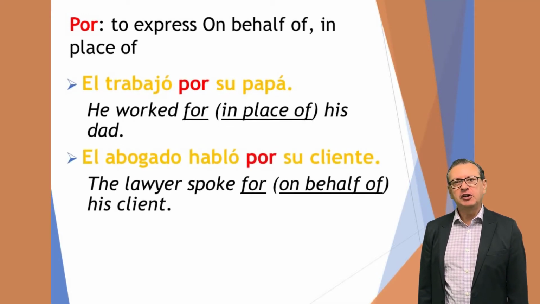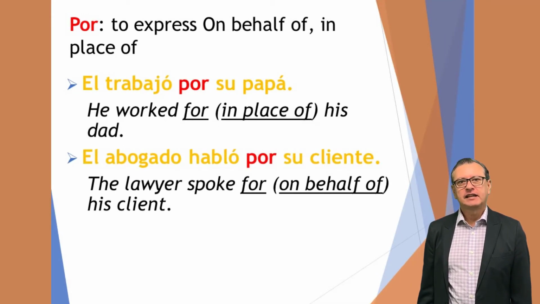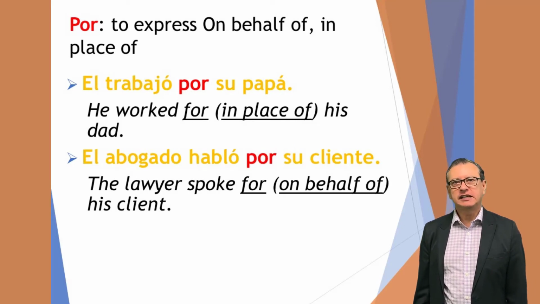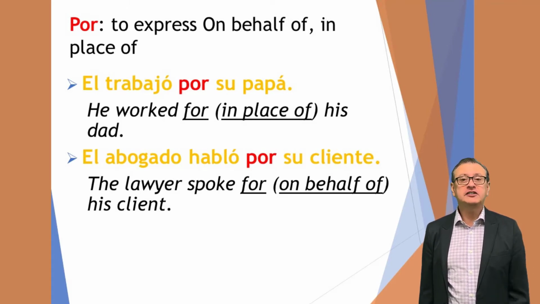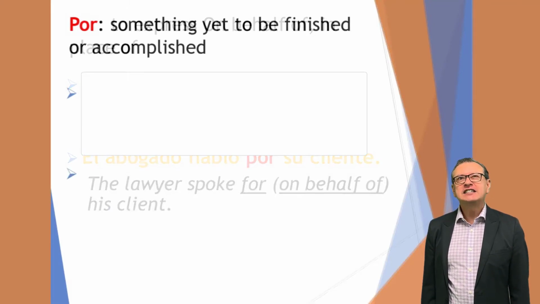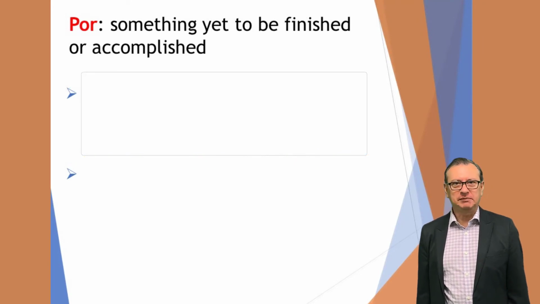El abogado habló por su cliente. In this sentence, take a quick look because el abogado habló por su cliente is on behalf of him. So when you speak on behalf of someone, you will use por. Something yet to be finished or accomplished.